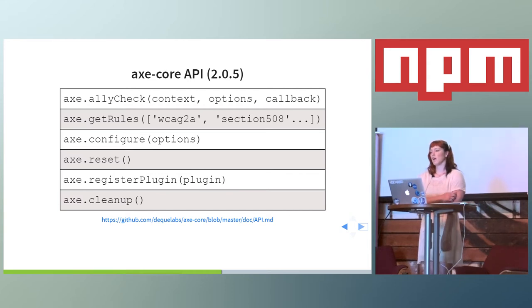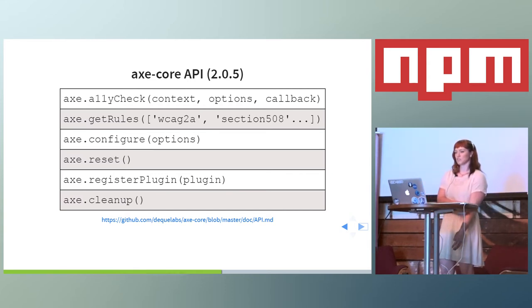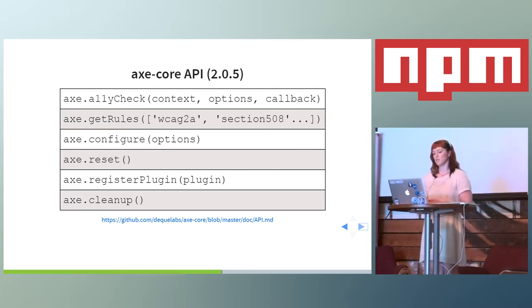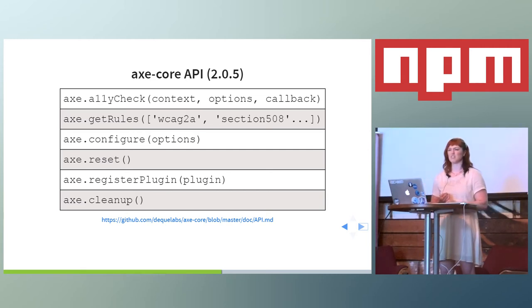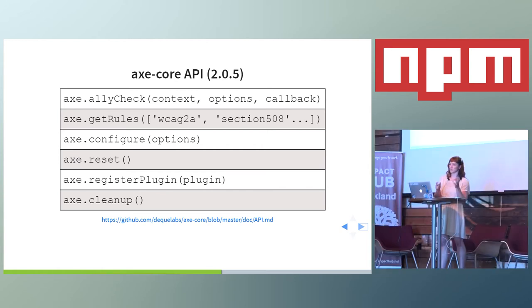The aXe Core API in the latest version, we just launched version 2.0.5, has a few really handy API methods, including axe.a11yCheck and a11y, if you're not familiar. Maybe you see it a lot and you're like, what is that? I tweet it a lot. It's a numeronym for accessibility, so there's 11 letters between A and Y, which gives you a shorter hashtag. But a11yCheck is the method you can call to actually run the audit. We'll dive into that in a second.